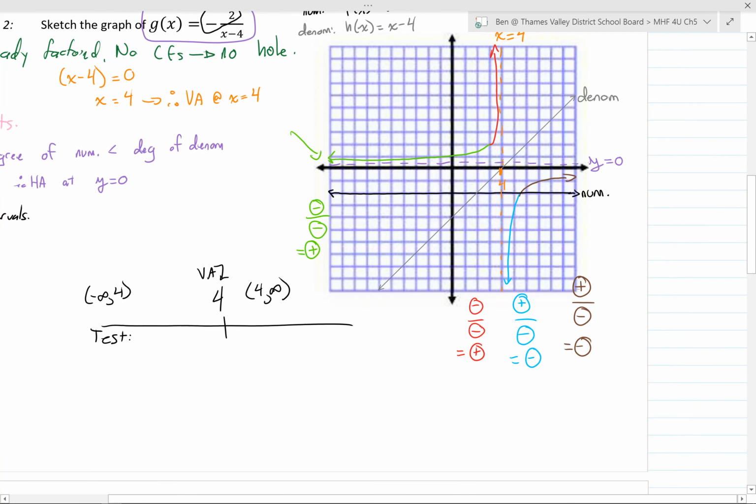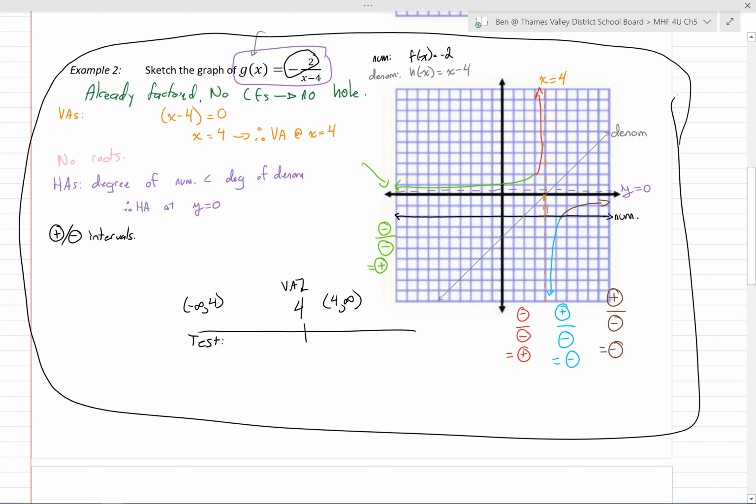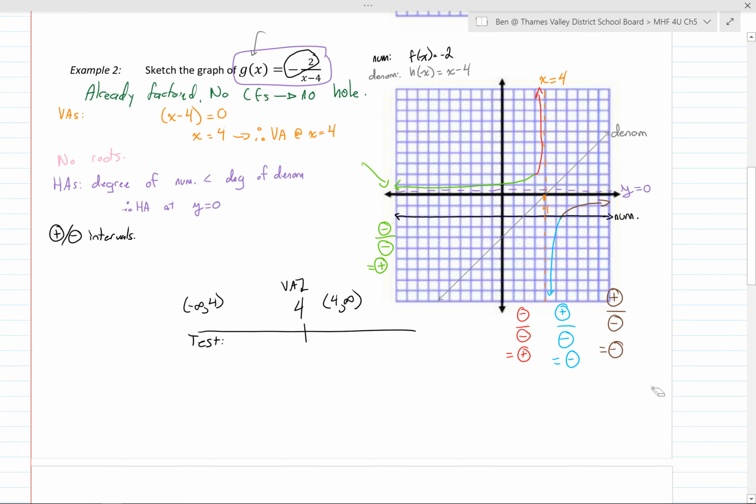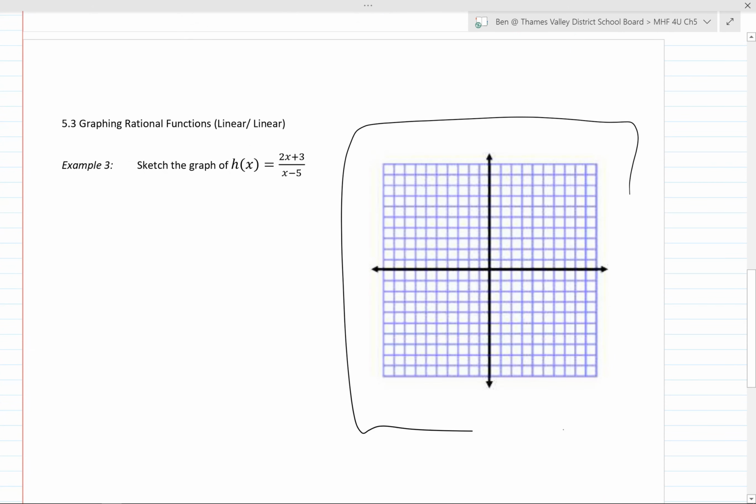Now, I went into so much detail here. Honestly, I think I might leave the third one for you to try on your own. I will upload this solution right away so you have it available for you.